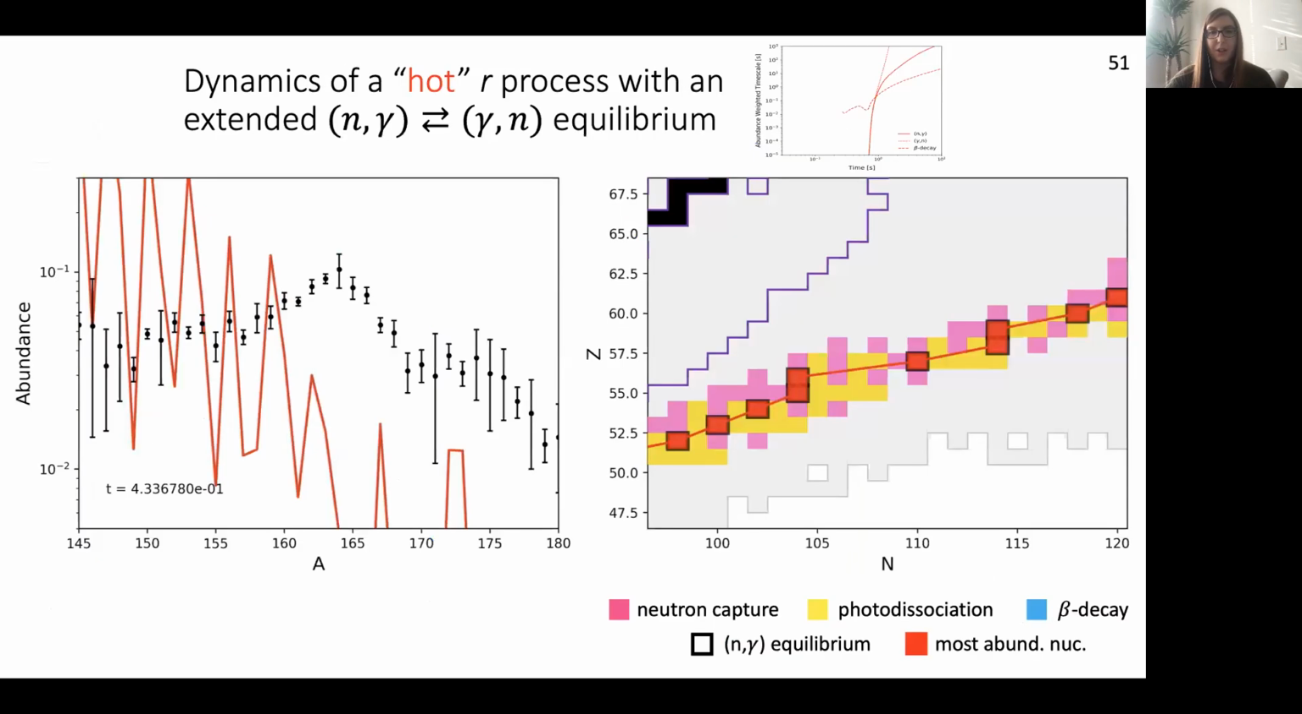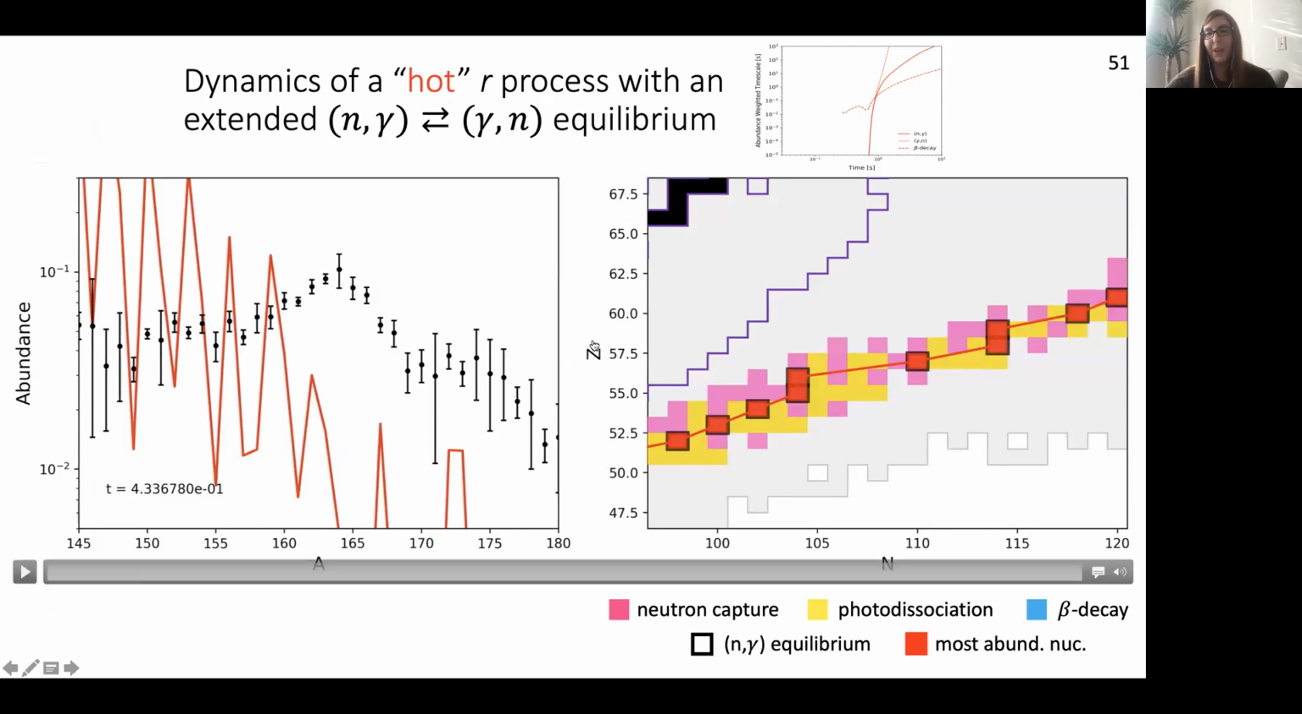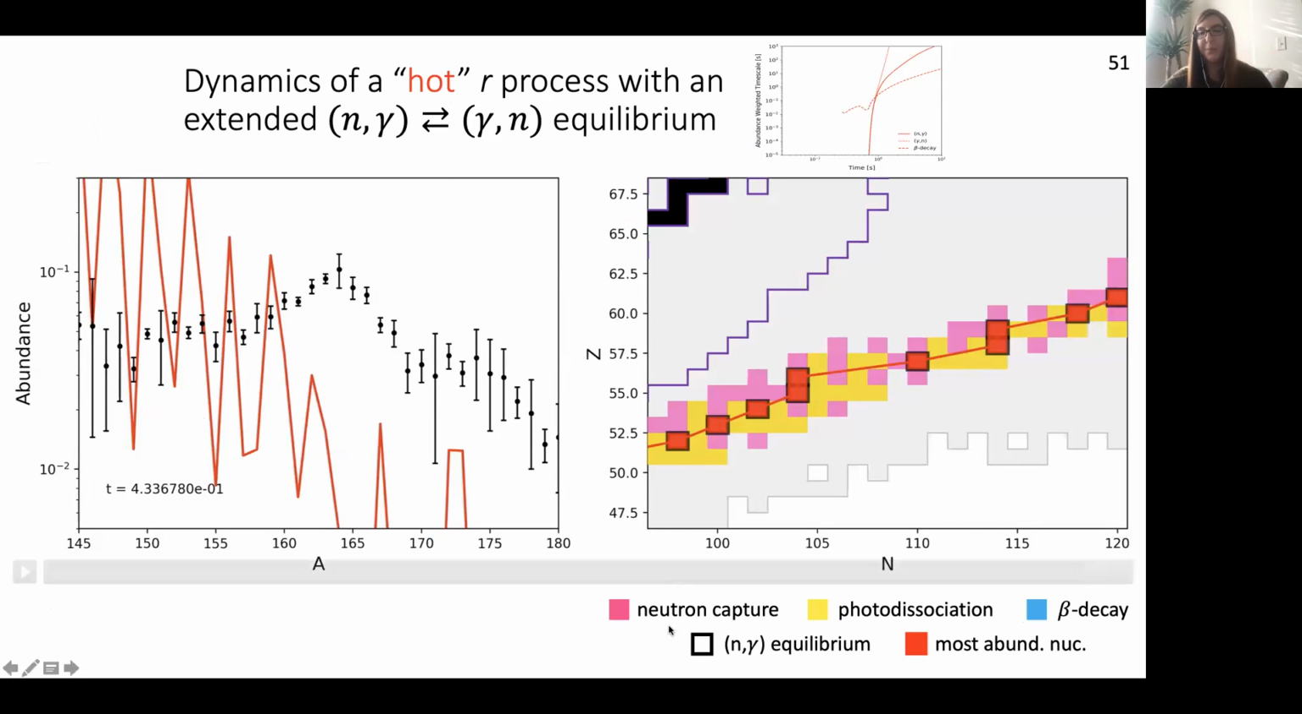So let's take a look at this a little bit more technically and explicitly. I'm going to go through this a little bit slow because there's a lot going on in these plots. But let's take a look at a hot R process that undergoes an extended (n,γ)-(γ,n) equilibrium. Over here, we're going to look at the dominant flow. We've already looked at a movie of dominant flow. But this time we're going to take a look at photodissociation explicitly as well.